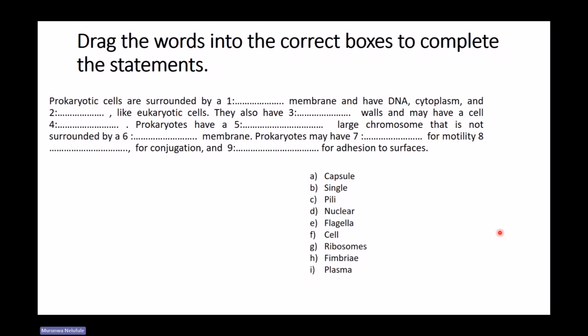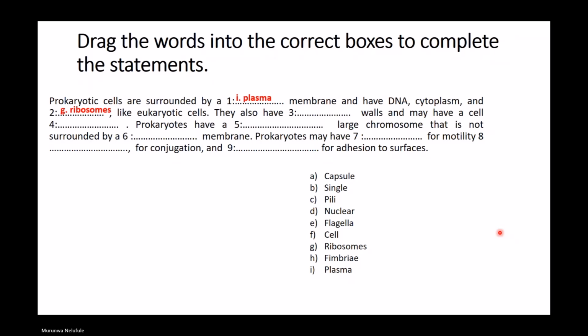Anyone want to give it a try? It's more fun when you just say. First one is plasma. The first one is plasma membrane. Let's see if you're correct. Plasma membrane and have DNA, cytoplasm, and two. You are continuing, by the way. The second one is ribosomes. Let's see if you're correct. Read the whole entire thing. Continue.